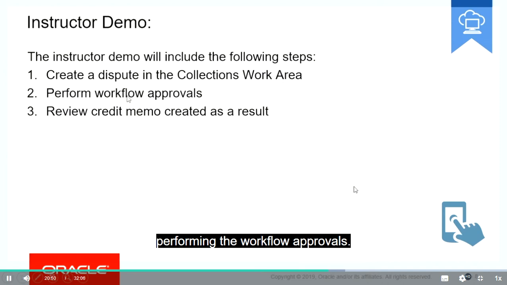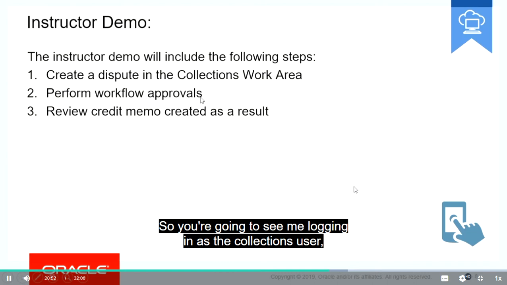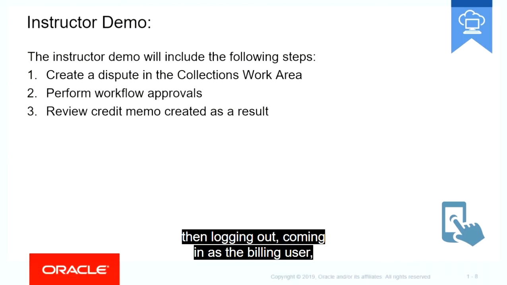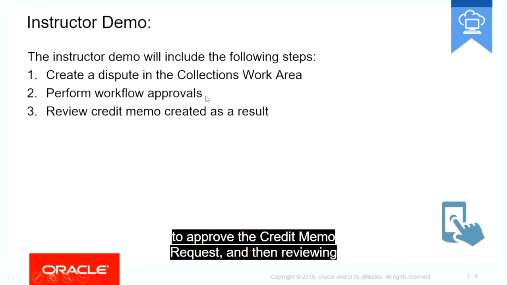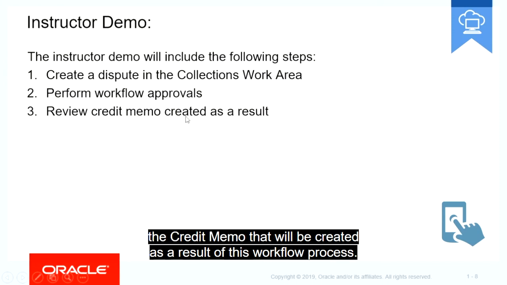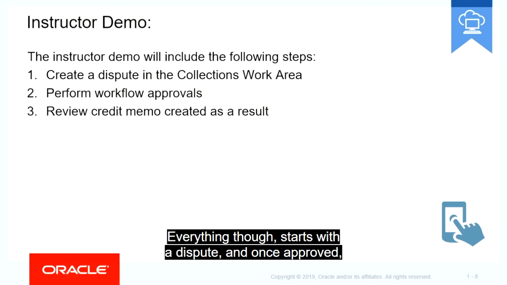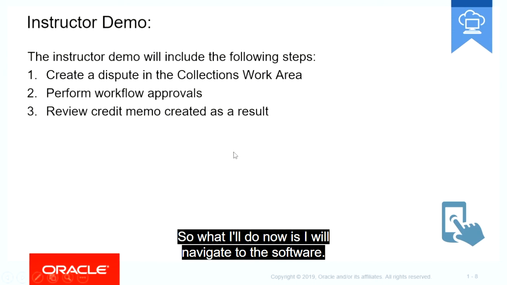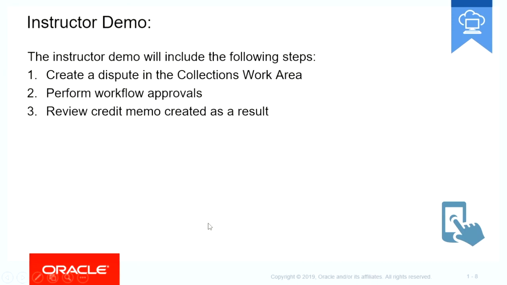Performing the workflow approvals. So you're going to see me logging in as a user, the collections user, then logging out, coming in as the billing user to approve the credit memo request, and then reviewing the credit memo that will be created as a result of this workflow process. Everything though starts with a dispute, and once approved, the information in the dispute is used to create a credit memo. So what I'll do now is navigate to the software.